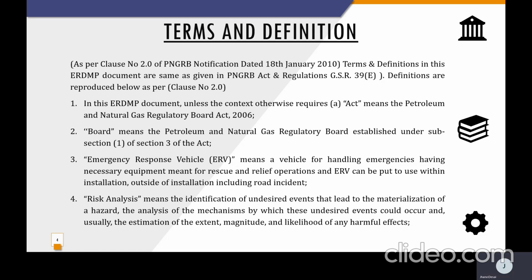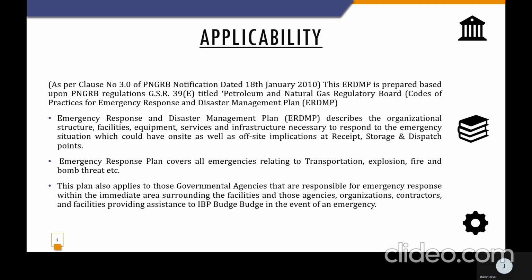Another is risk analysis, which means the identification of undesired events that lead to the materialization of a hazard. Also, there are three levels of emergencies, that is level 1, 2, and 3, which are given by the PNGRB board, and this will be discussed further in the slides. The next step is applicability.